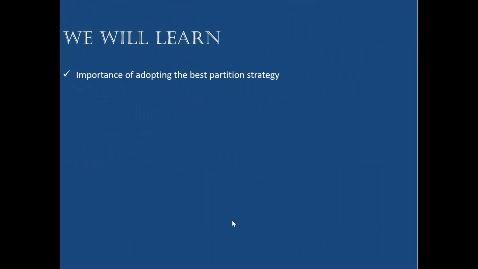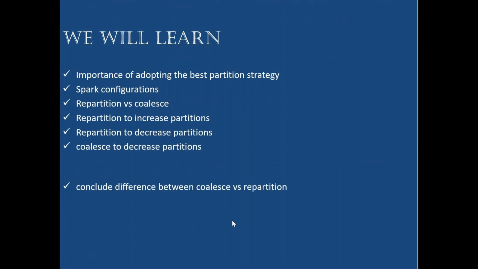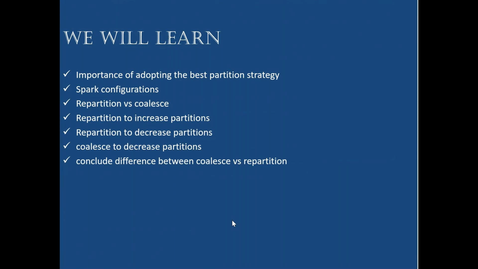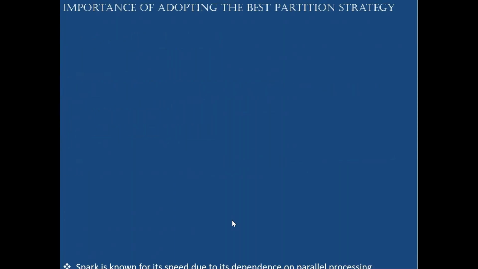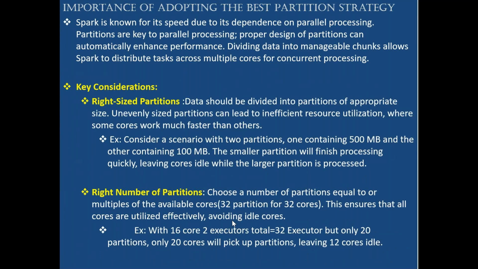If you see, we will learn the importance of adopting the best partition strategies: Spark configuration, repartition versus coalesce, repartition to increase, repartition to decrease, and coalesce to decrease the partitions. That concludes the difference between coalesce and repartition. There are two important things to consider: the right size of partitions and the right number of partitions. Right size means the amount of data in each partition is important, and the right number of partitions is also important, based on the number of cores in the cluster.